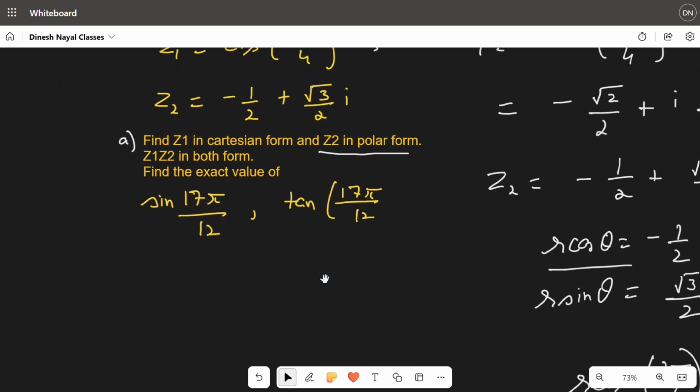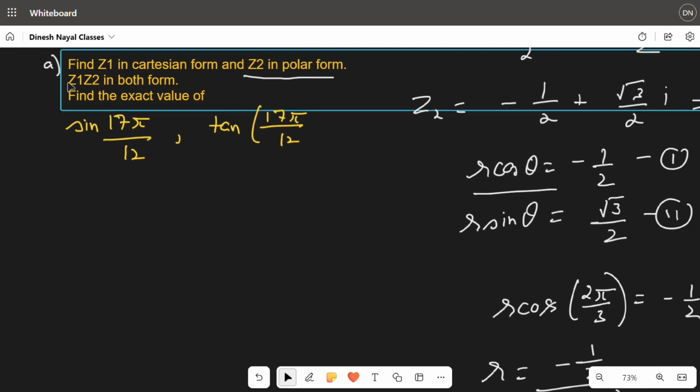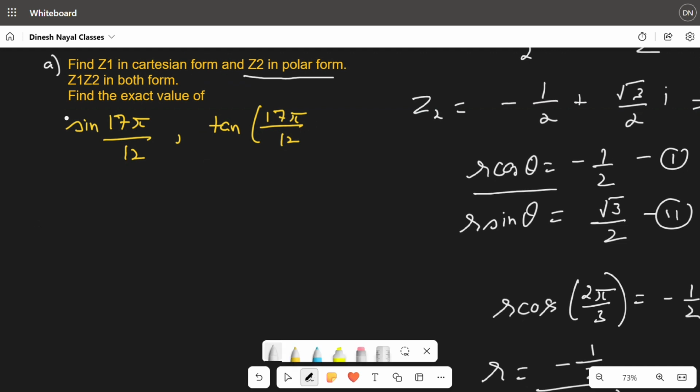Now the next part says z1 and z2 in both forms. Okay, z1 times z2 in both forms. First we will do z1 times z2 in polar form. Consider this as the b part.